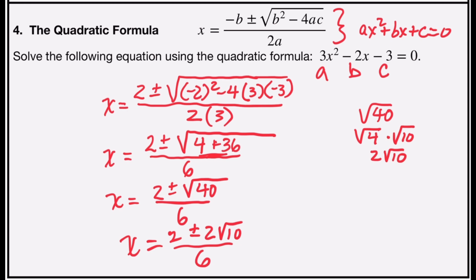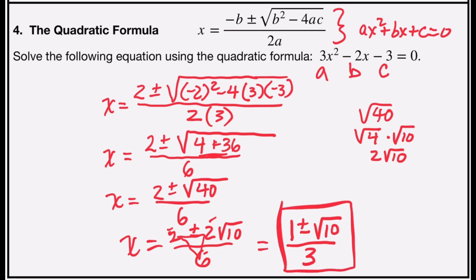And now I just have to see if I can reduce all three of these terms, the 2, the 2, and the 6, by a common factor, which would be 2. So 2 divided by 2 is 1, plus or minus 2 divided by 2 is 1 square root of 10, but I don't have to write the 1, over 6 divided by 2 is 3. And so x will be equal to 1 plus or minus the square root of 10 over 3.